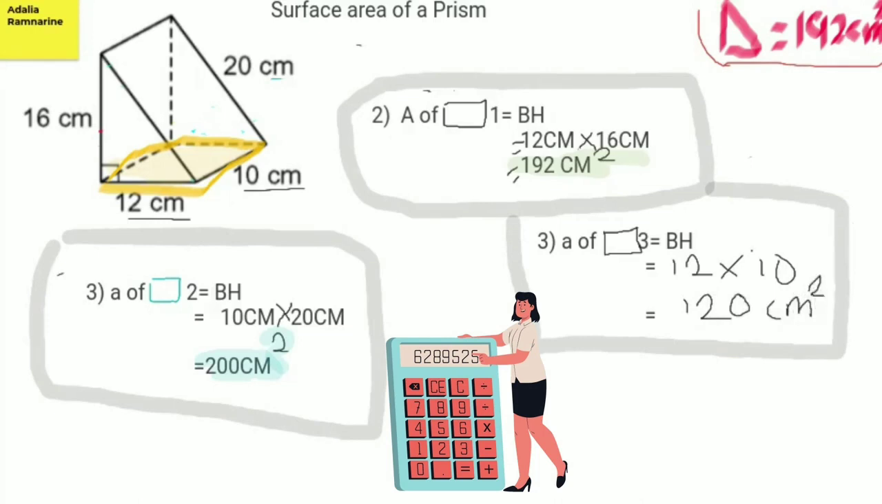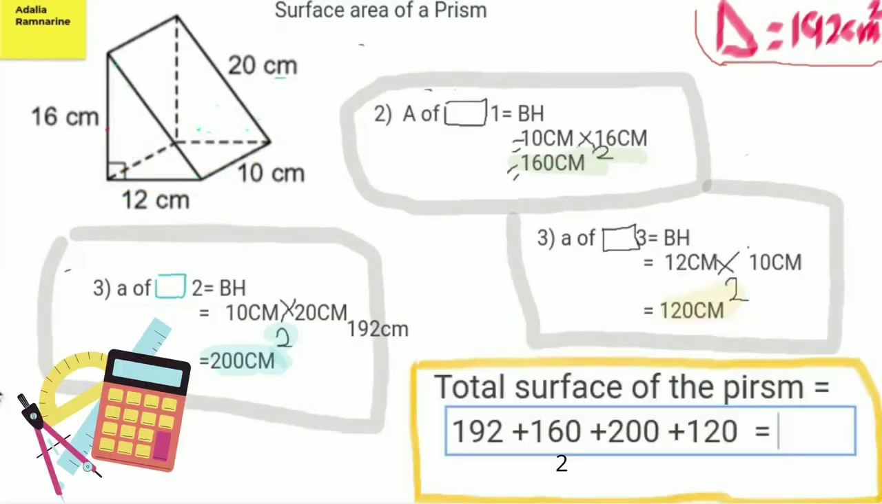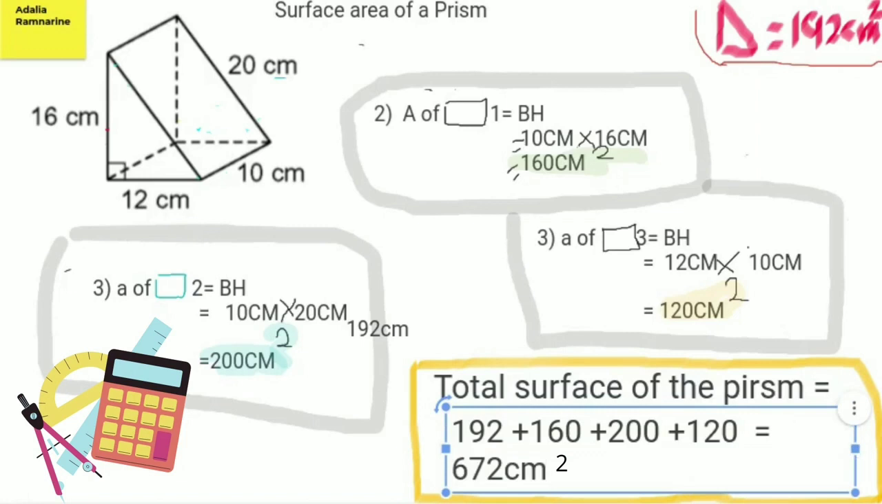Now we're going to calculate the total surface area of the prism. This will be beginning from the triangle to rectangle 1, rectangle 2, rectangle 3. Answers. And we add them up and we have 172 cm square. Hence the total surface area.